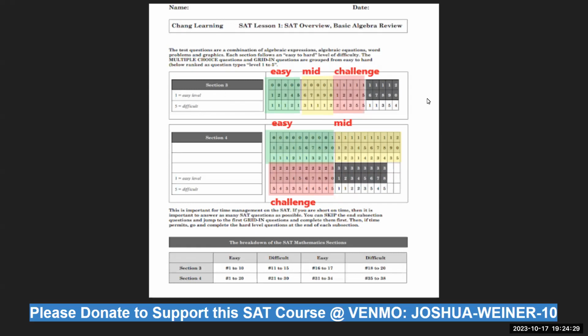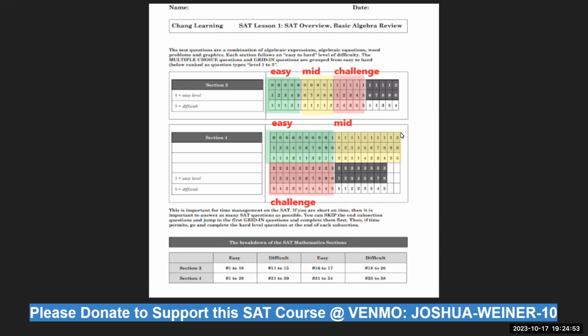Section 3 has 20 questions. The first 15 are multiple choice, which I've highlighted in the blocks as constructed. The first 5 are generally easy level, the second 5 mid-level, and the most challenging problems are questions 11 to 15. Similarly, in section 4, the first 30 are multiple choice, and then the 8 grid-ins follow.